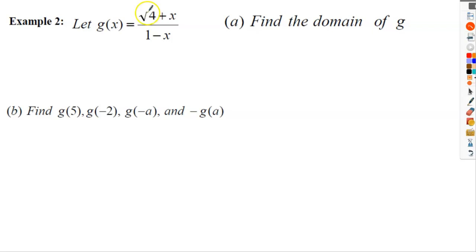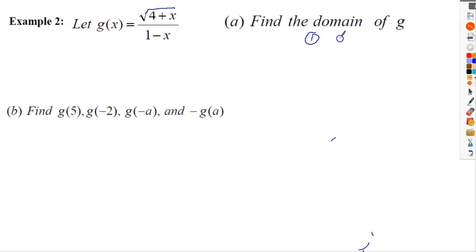We're going to continue to look at domain restrictions here and evaluating functions. So simply here it says let g of x equal the square root of 4 plus x over 1 minus x. And first thing it says is find the domain of g. So again, there's two things that we can't do.